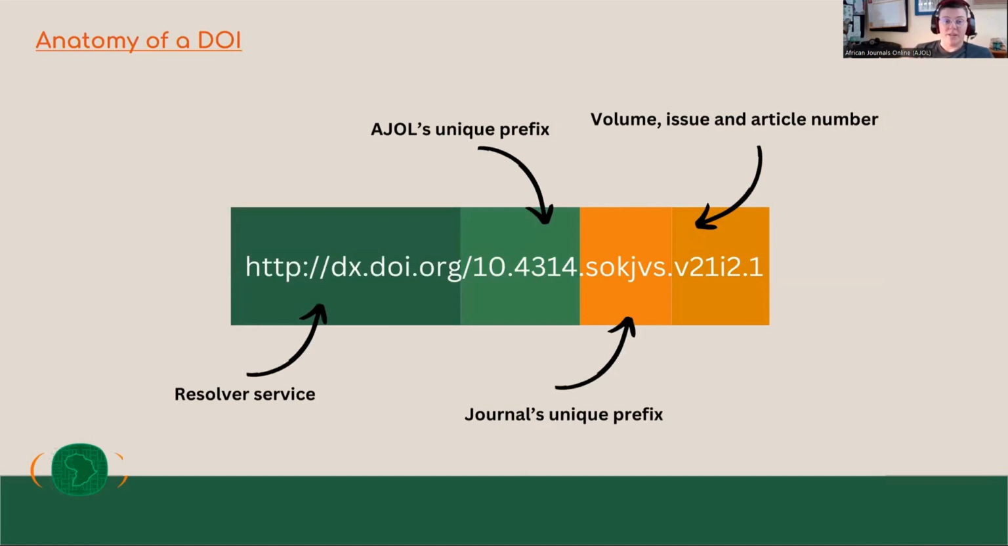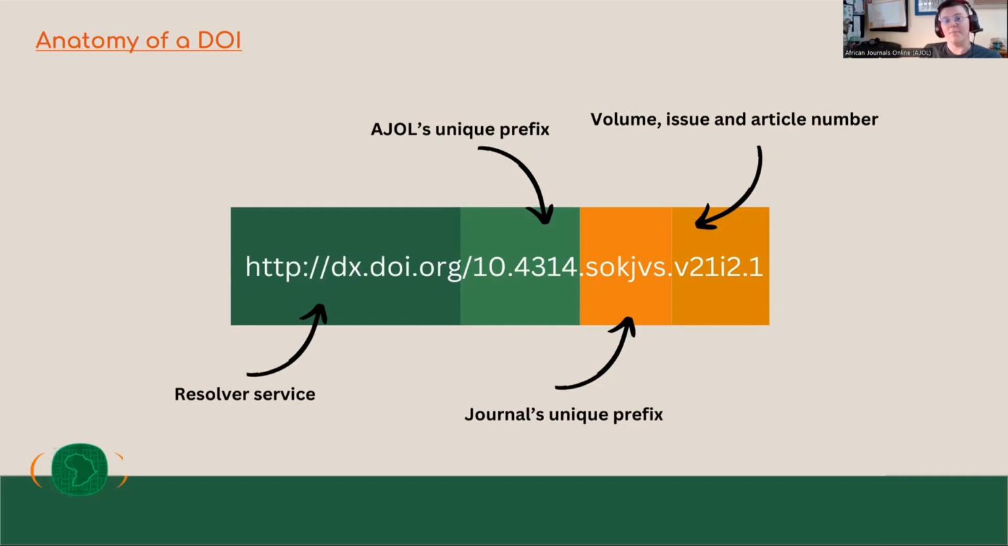This is basically what a DOI looks like. This is the anatomy of an AJOL DOI. http://dx.doi.org is the resolver service. 10.4314 is AJOL's unique prefix, and your journal's unique prefix is usually the journal path that you use on AJOL. So this is for the Sokoto Journal of Veterinary Science, so the SOC JVS as it is known on AJOL. Followed by the volume, which is volume 21, issue, which is issue 2, and article number, the first article. As you will see, this is the first article of the second issue of the 21st volume of that journal. You can read them backwards.